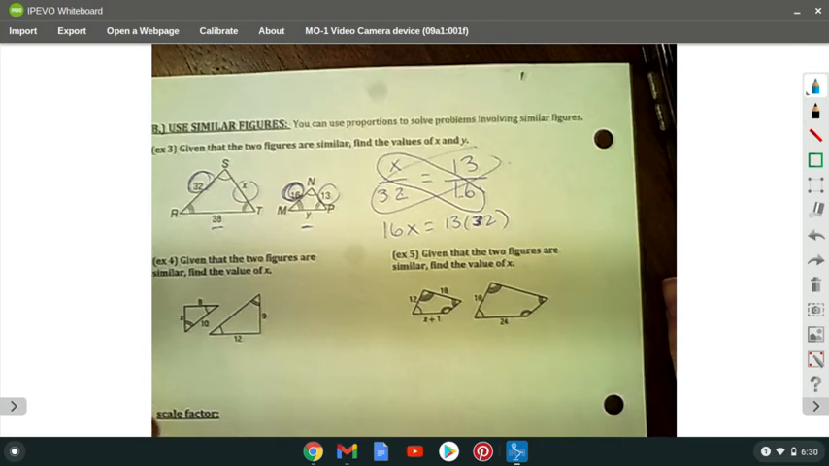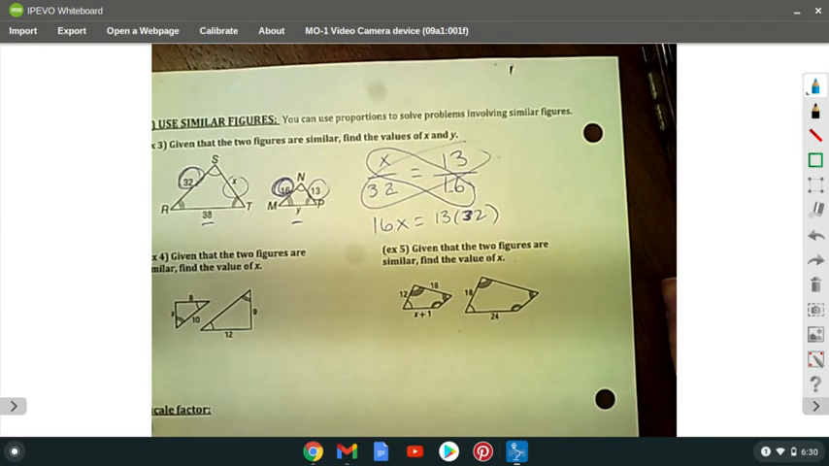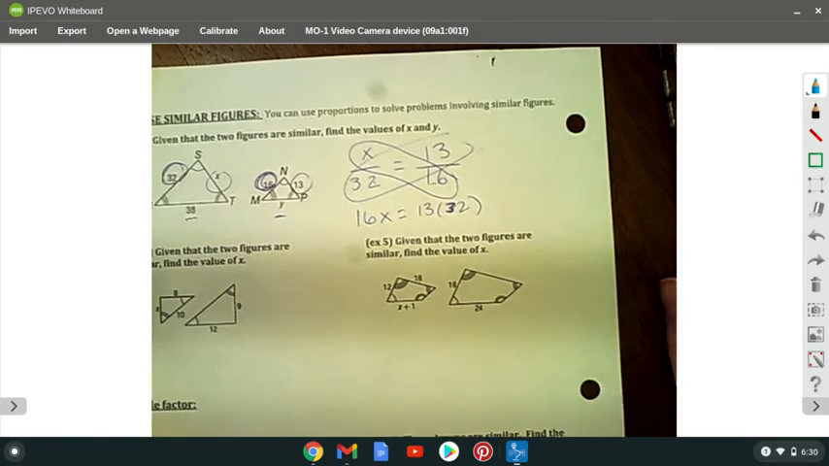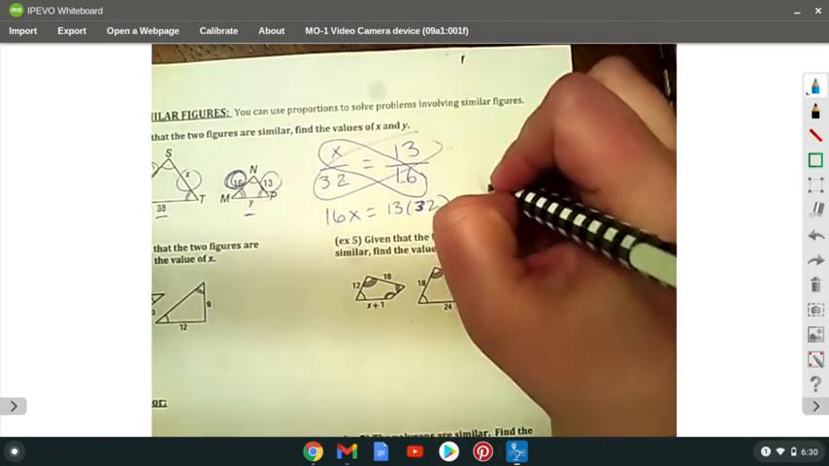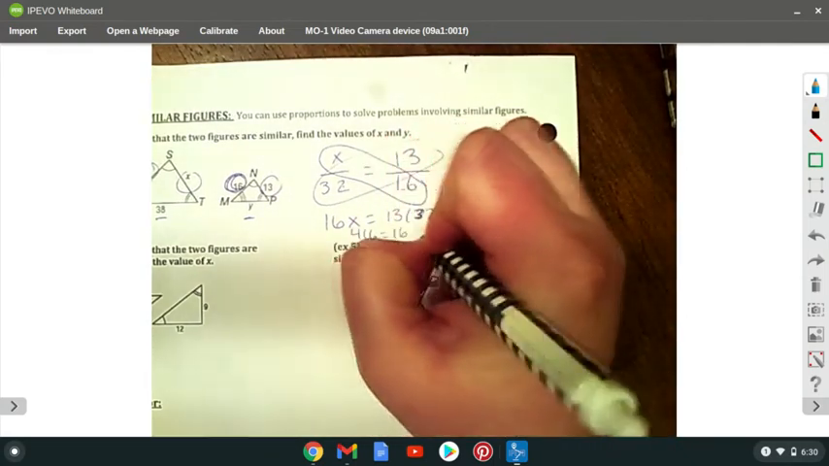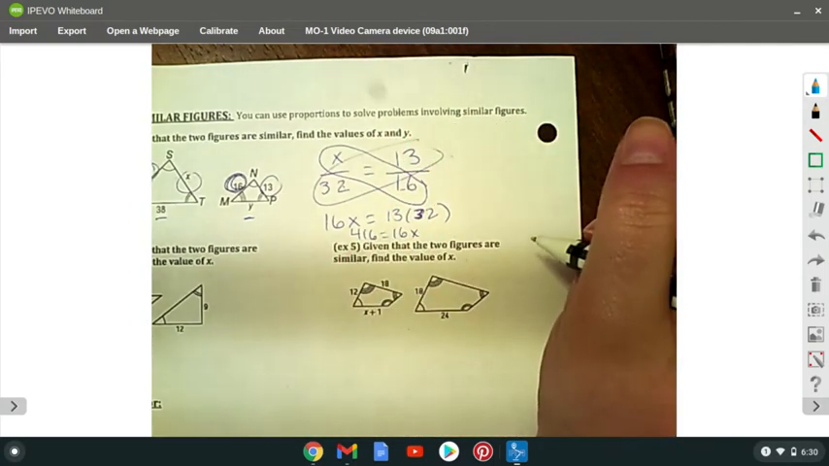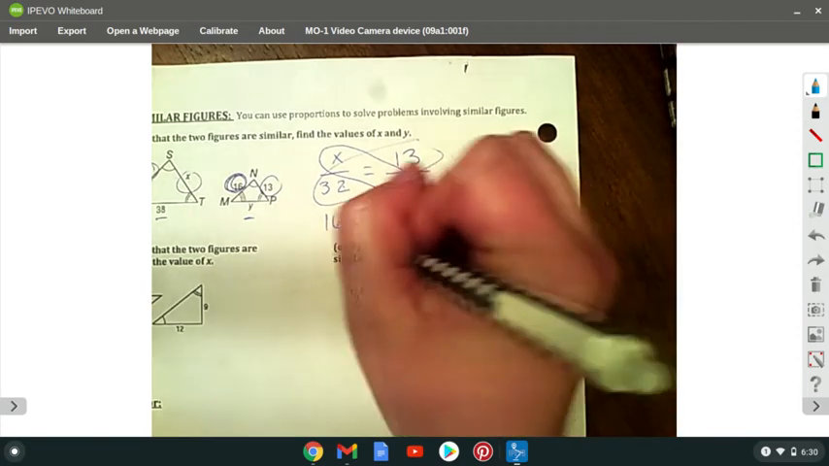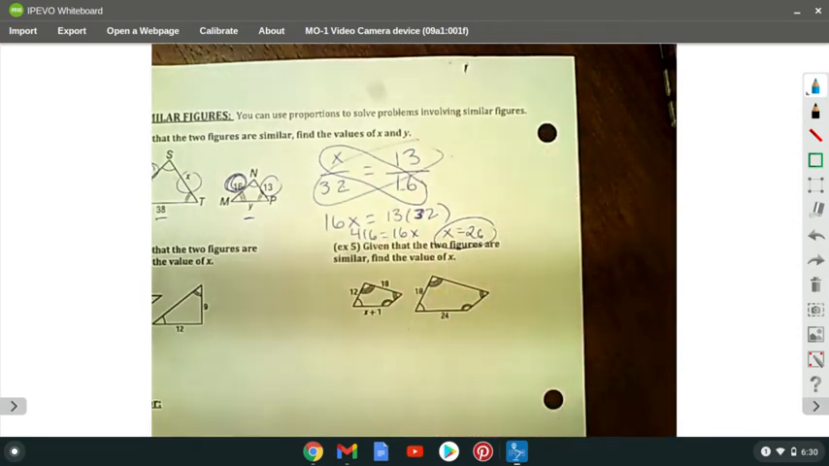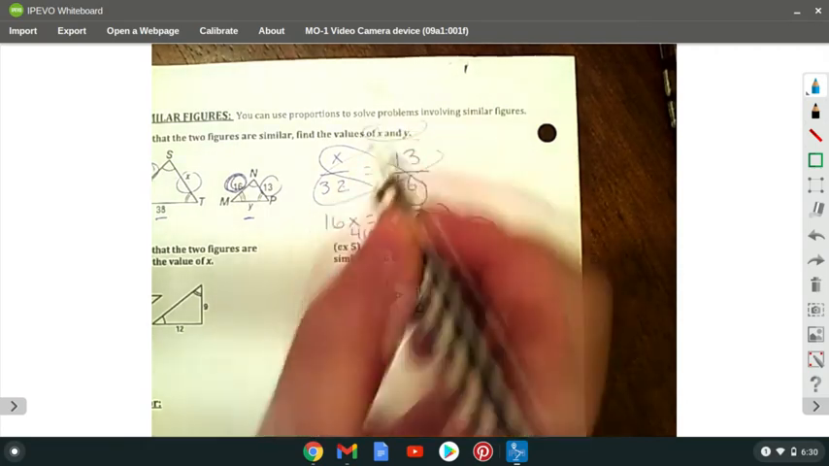So 13 times 32 is going to give me 416. I'm going to do it down here. And that is equal to that 16x. Now I would just divide by 16 on both sides, and I would get that x is 26. Okay? I'm not done here. They asked me to find x and y.